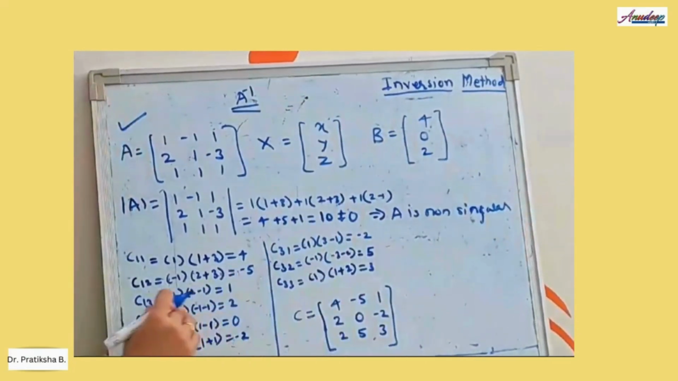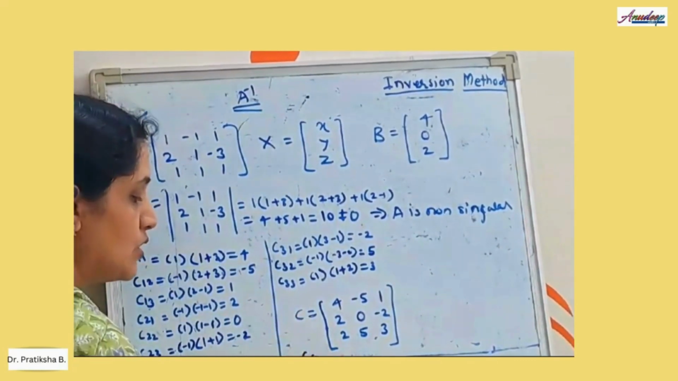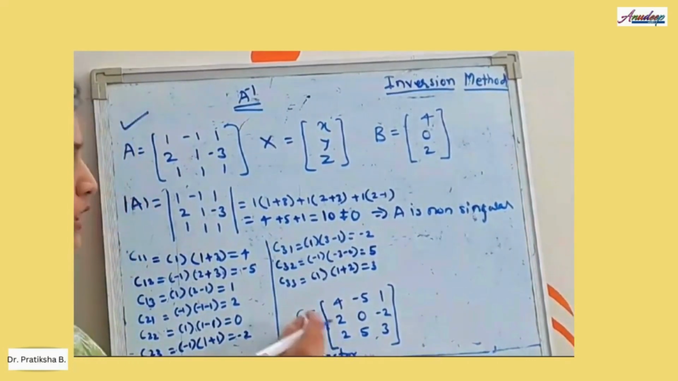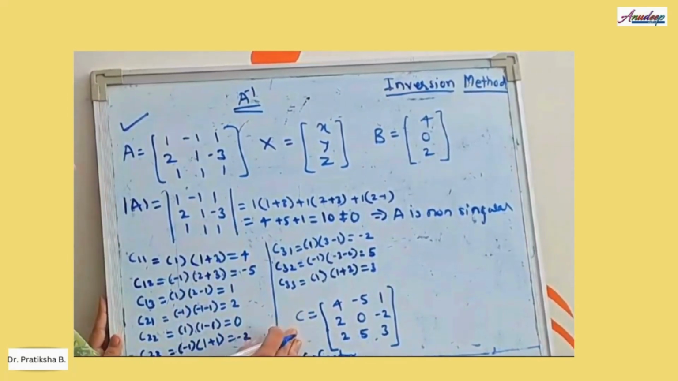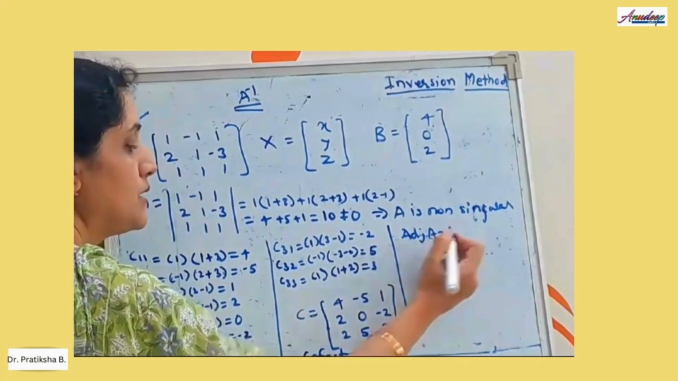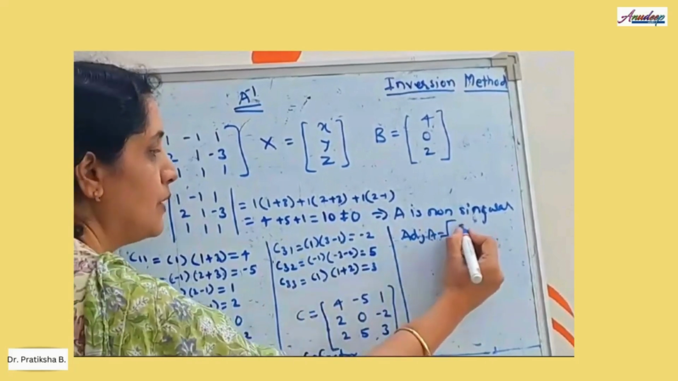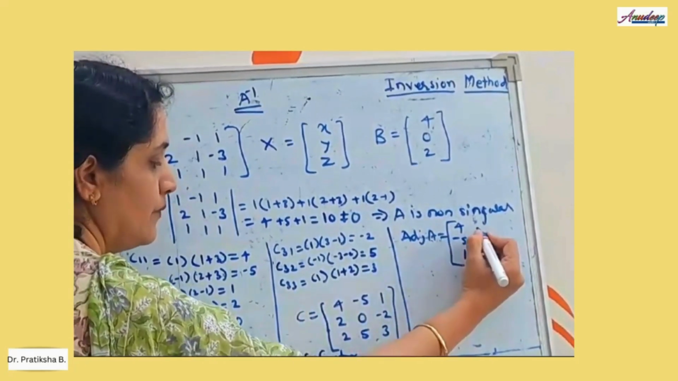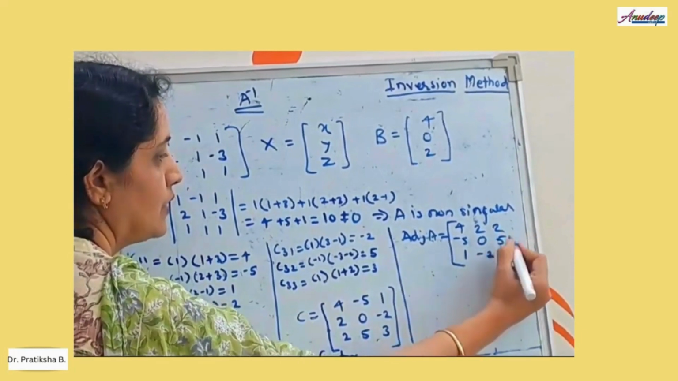to find the inverse of a matrix. Then we need to find the elements of the cofactor matrix. The formula we have already discussed and you already know the method. So this is how we have obtained the cofactor matrix. Now the adjoint of A is the transpose of the cofactor matrix. So let us interchange rows and columns. It will be 4, -5, 1, 2, 0, -2, 2, 5, 3.